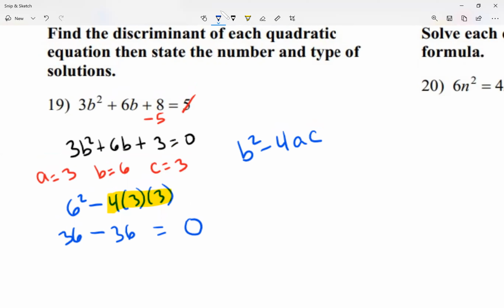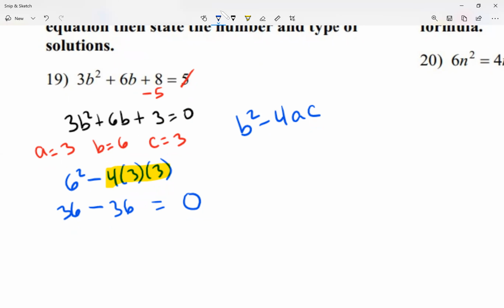Now, if I ask you, state the number and type of solutions, right? We talked about this in your notes. Because my discriminant is 0, my answer will be two imaginary, so, I mean, no, my bad. I was doing it as if my discriminant was negative. Because my discriminant is 0, my answer will be 1 real solution. Okay? Because the discriminant is 0.